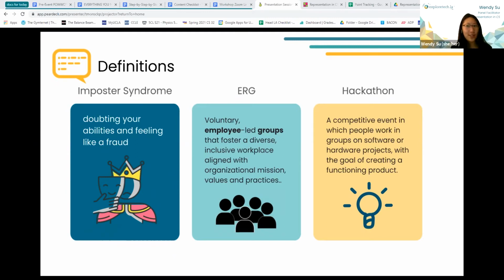With these definitions, are there any questions or any necessary clarifications? Feel free to raise your hand or drop it in the chat. All right, it doesn't seem like there are any at the moment. If there are, always feel free to raise your hand or to message Natalia and me, and we would be more than happy to help out. And with that, let's kick off panelist introductions.